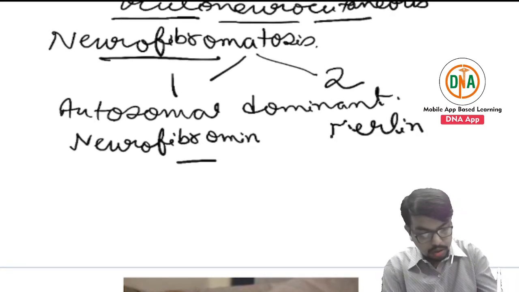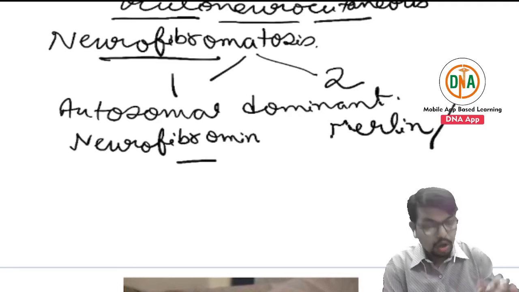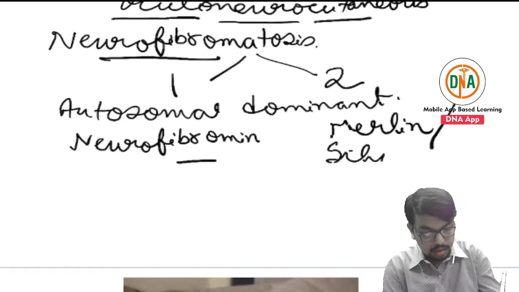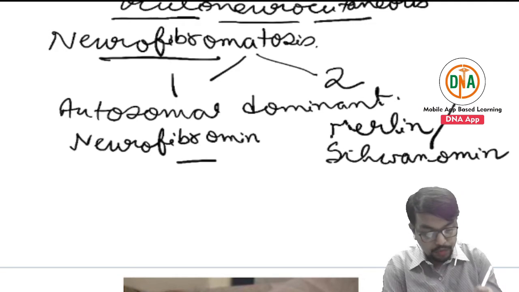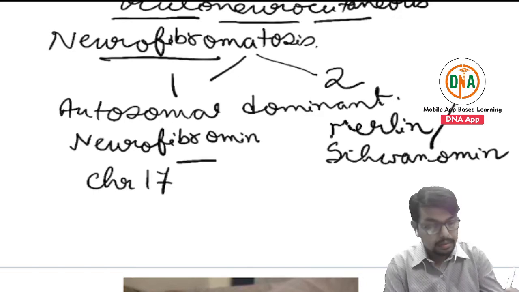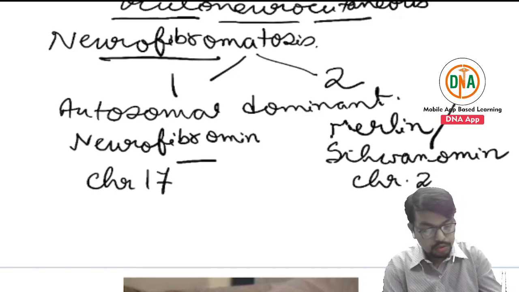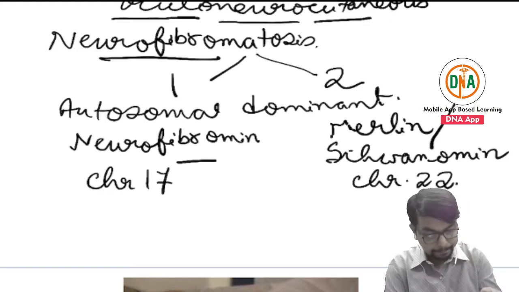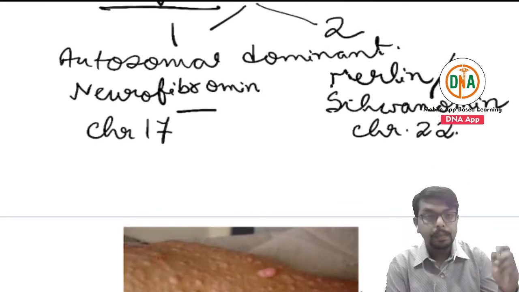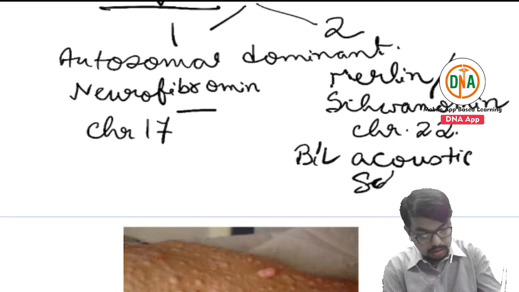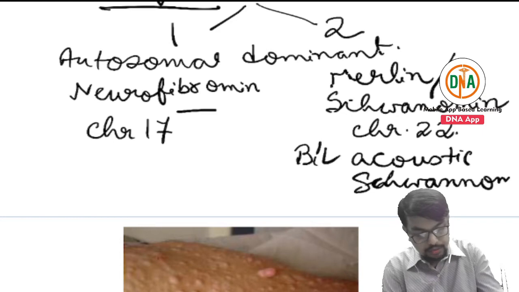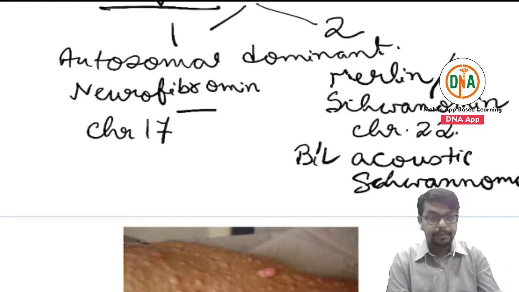Merlin or schwannomin for type 2. The neurofibromin gene is located in chromosome 17 and the Merlin or schwannomin gene is located in chromosome 22. The type 2 is characterized by bilateral acoustic schwannoma.